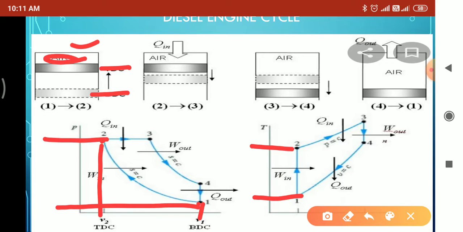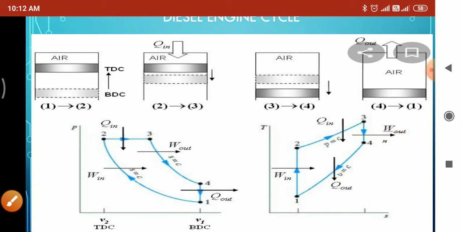The work is done on the system, or on the air, which I can write as negative. Work in means work done on the system or on the air. In this process there is no addition or rejection of heat to or from the air or system. This is process number 1.